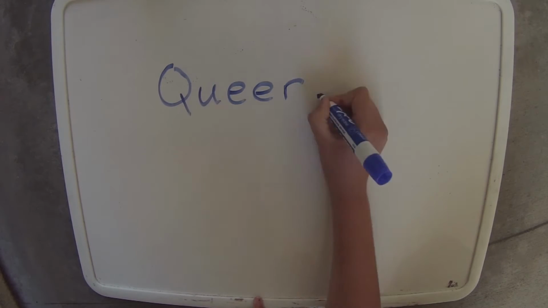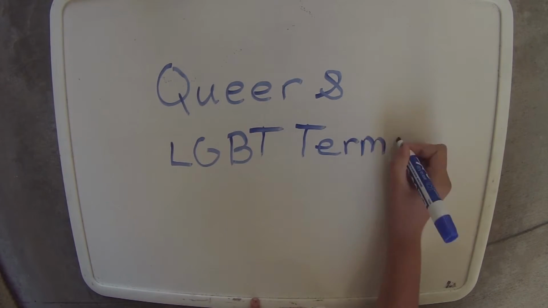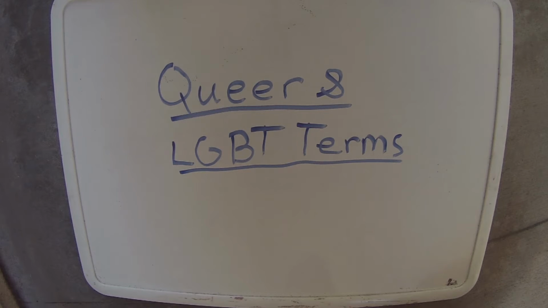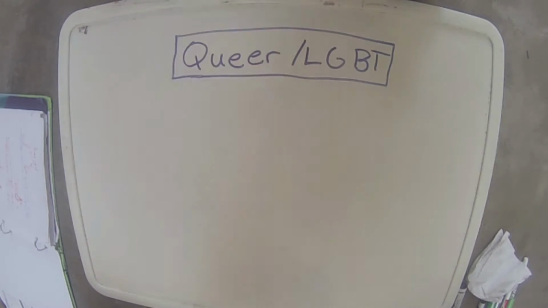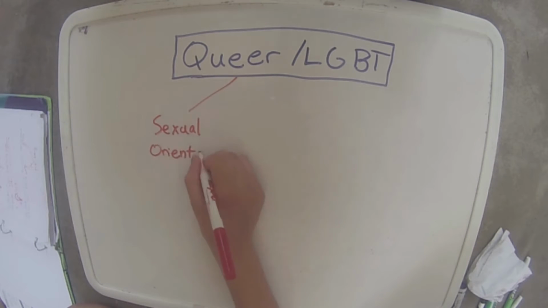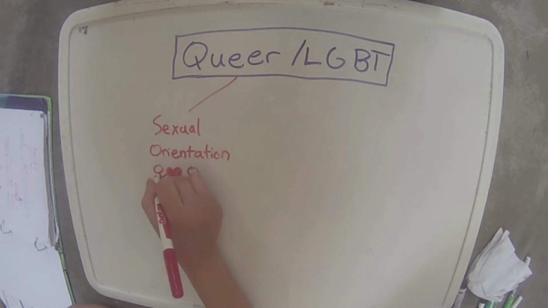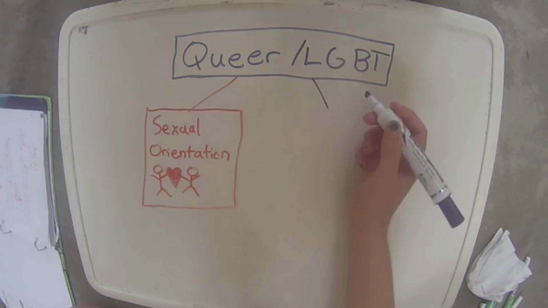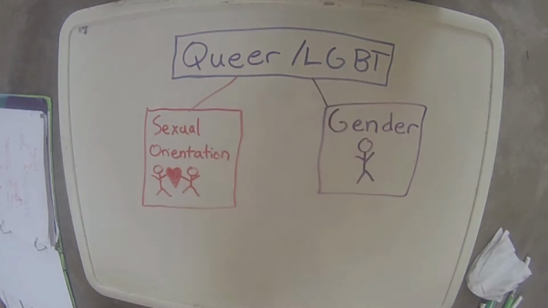Hi everyone, in this video I'll be explaining some common terms used by queer, LGBT, and allies. Let's start. When talking about queer and LGBT, there are two different aspects. Sexual orientation is who you like, and gender is who you are. They are completely different and do not influence each other in any way.